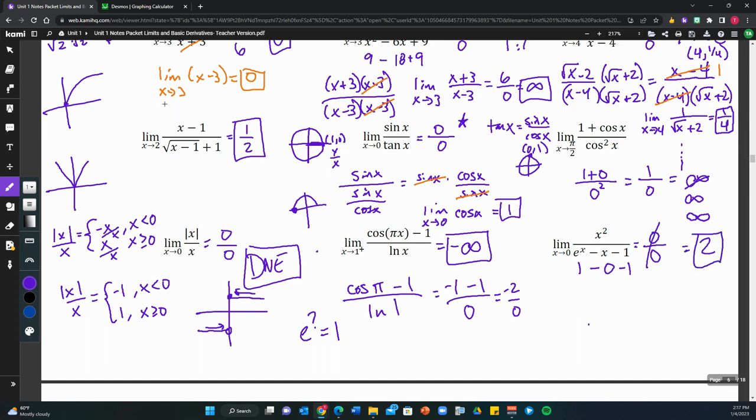So there will be some problems for right now where our only option is to use the table or graph feature. Eventually down the road, we're going to learn another technique for evaluating limits, but that requires us to know a little bit of calculus first. So we'll be coming back for those later on.